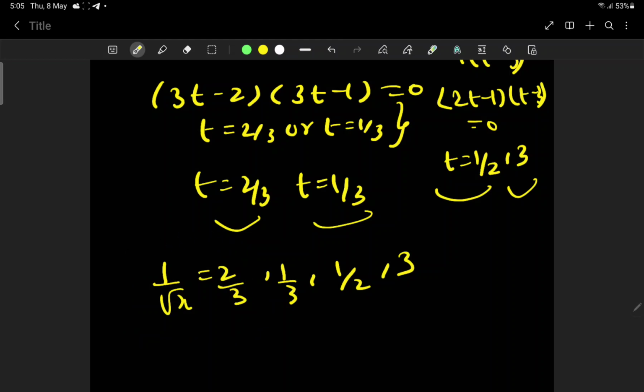For example, if the question had given somewhere a minus, then you shouldn't have taken this, because 1 by root x will not be negative. Okay, that is something that you will have to take into consideration. So it was an easier question, and the answer is that 4 solutions will be there for this one.